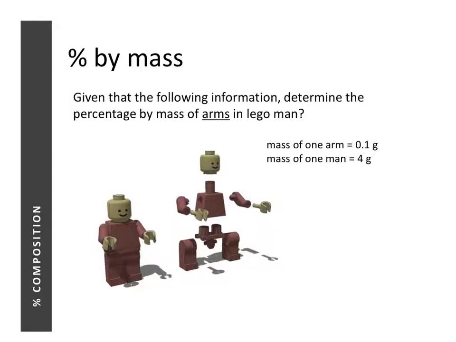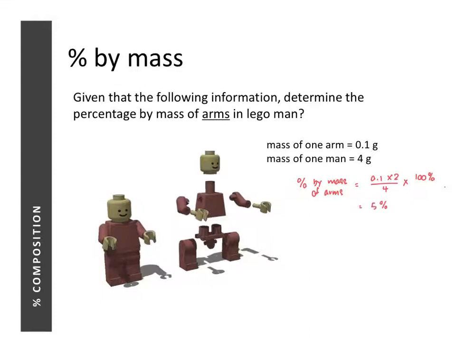Now most of you should be able to come up with the answer as percentage by mass of arms is actually equals to 0.1 times 2 divided by 4 times 100%. Okay, that will give us a value of 5%.